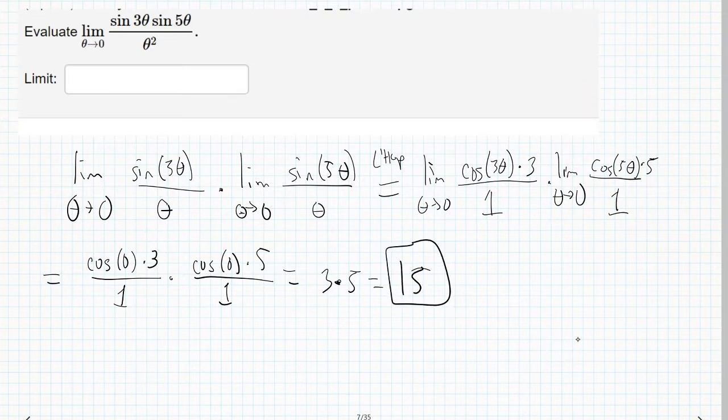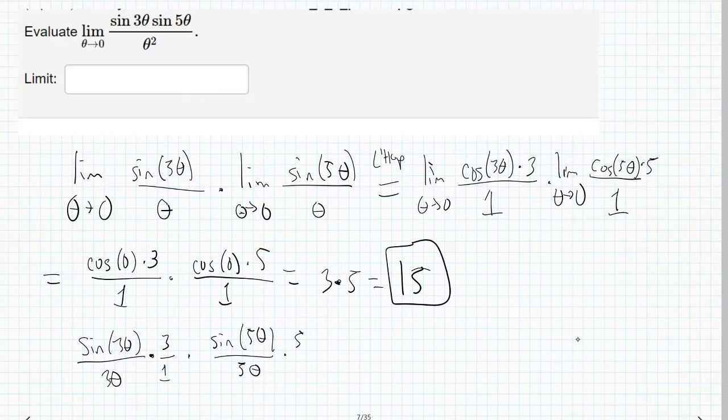Now that's not the only approach. You could have used trig limits and used the fact that, so you could have written this as sine of 3 theta over 3 theta, but then you need to multiply the numerator by 3, right? Because the 3 over 3 would cancel in that case. And then times sine of 5 theta over 5 theta, and that's times 5 over 1, because the 5 over 5s would cancel.